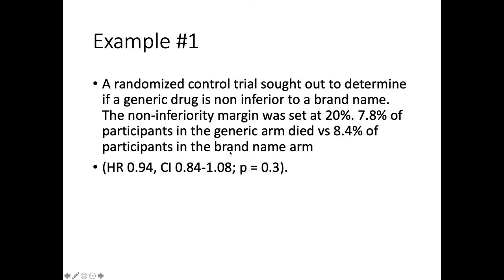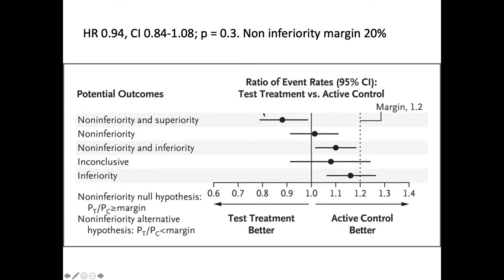So we want to know, is it non-inferior? And the study will provide you with these results. So the hazard ratio, the point estimate, and the confidence intervals. We can now plot this out. So we know that the point estimate is 0.94, the lower bound is 0.84, the upper bound is 1.08, and we call this non-inferior because the upper bound does not cross this line, this dashed line.